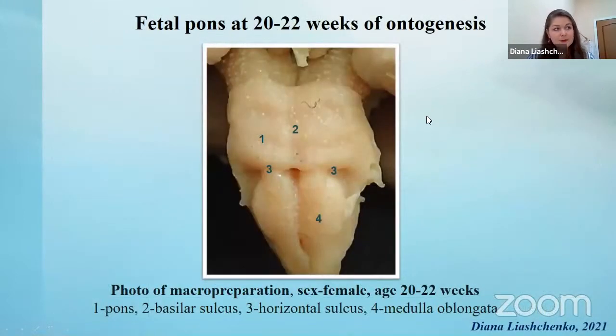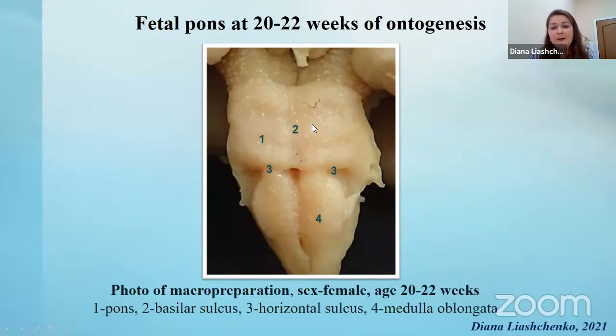The fetal pons is very interesting too, and a very interesting specific feature of the fetal pons which we revealed is the shape of the pons. We know that the adult pons is really like a bridge, in a transverse position, and in the adult the transverse size is more than the vertical size, but in the fetal pons the transverse size and vertical size are comparable. And pay attention please to this picture.